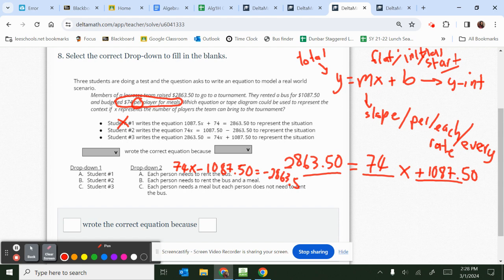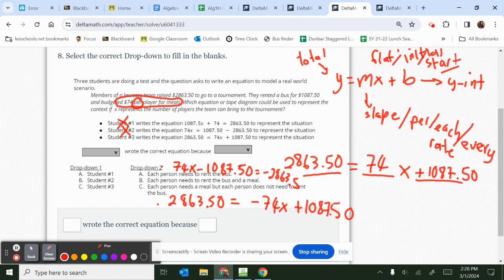And if I did the same thing with the 2,000, if I try to move the 2,000 over here and move the 74 over here, I would have a positive 2,863.5, but then I would have a negative 74x, because that's how I would be able to move it over to the other side. So that is why student 2 is wrong.